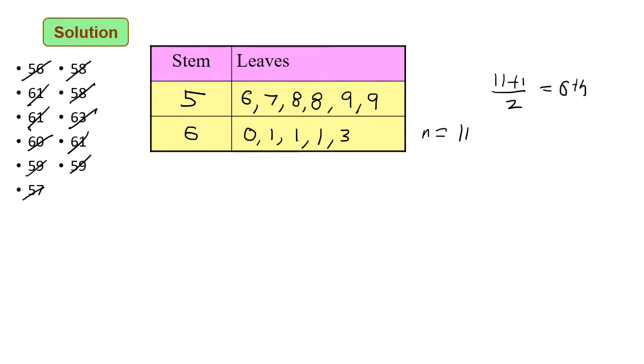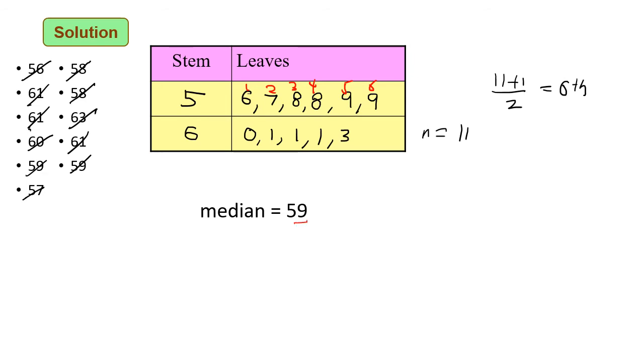So the 6th observation, the answer here is 59. Let's see, is it correct? 59. So 1, 2, 3, 4, 5, and 6. Yeah, the answer is correct. The 6th observation here would be 59.